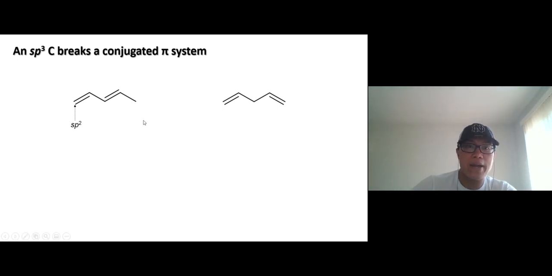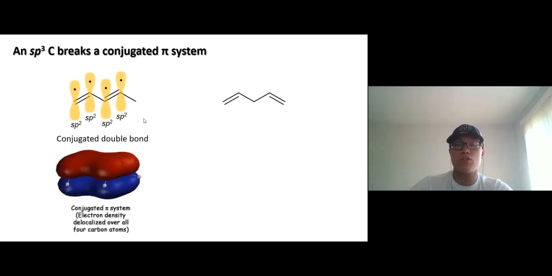Start on the left side. You know by now all the sp2 carbons, the double bonds, have p orbitals. So these are conjugated. Okay. If you see the picture down here, it shows the electron flow from the carbon on the left side all the way to the fourth carbon. Right. So that's the electron flow.